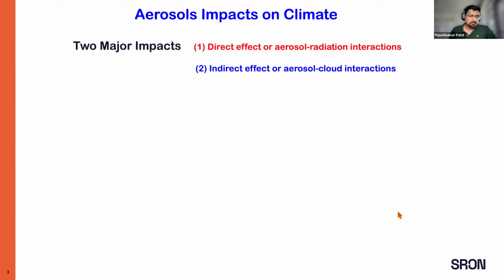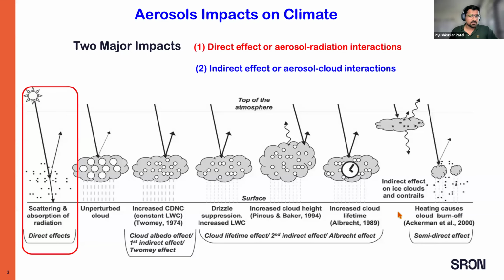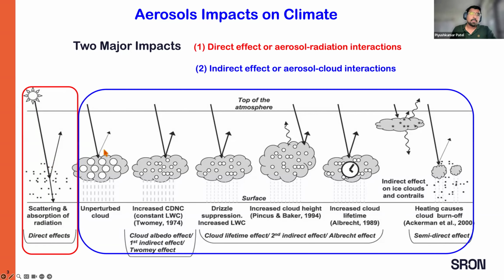So how do aerosols affect the climate? There are two major effects. One is direct, which we call aerosol radiation interaction, and the second is indirect, which we call aerosol cloud interaction. If you see the figure in the red box, when you have aerosol in the atmosphere, it scatters or absorbs radiation, solar radiation particularly, and that is called the direct effect. That varies the total radiation budget by absorbing and scattering the radiation.